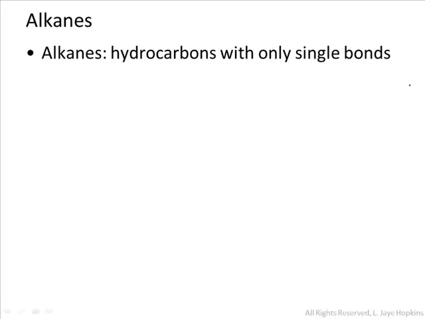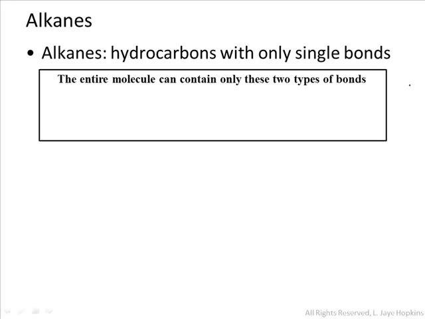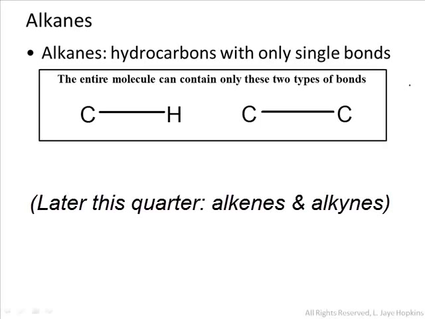As a functional group, when we say a molecule is an alkane, we're referring to a hydrocarbon that has only single bonds. That means that the entire molecule can contain nothing but hydrogen and carbon, and those atoms can only be connected to each other through single bonds. That means there'll be carbon-hydrogen single bonds and carbon-carbon single bonds. There won't be any hydrogen-hydrogen single bonds because then it wouldn't be an organic molecule. So alkanes are essentially hydrocarbons with only single bonds. If a double bond or a triple bond was present, that molecule would no longer be classified as an alkane. Instead, we'd be looking at a different functional group, which we'll cover later this quarter, called either alkenes or alkynes. But alkanes are limited to hydrocarbons with just single bonds.